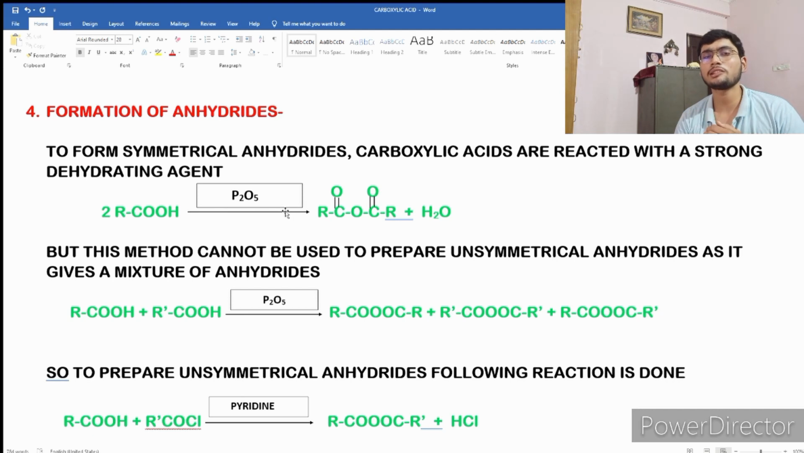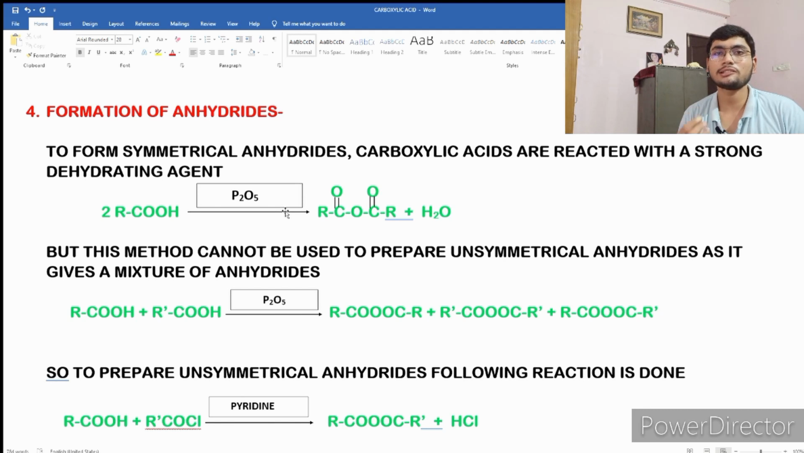anhydrides. But here is a disadvantage also, that we cannot prepare unsymmetrical anhydrides from it, because if we want to prepare unsymmetrical anhydrides, then we need to take two different carboxylic acids. So when we take two different carboxylic acids, the resulting products will be three anhydrides, that is, we will get a mixture of anhydrides. So that's why by simply dehydrating carboxylic acid we cannot prepare unsymmetrical anhydrides in a good yield. It is quite troublesome for us to separate these anhydrides, so it is not a good method.